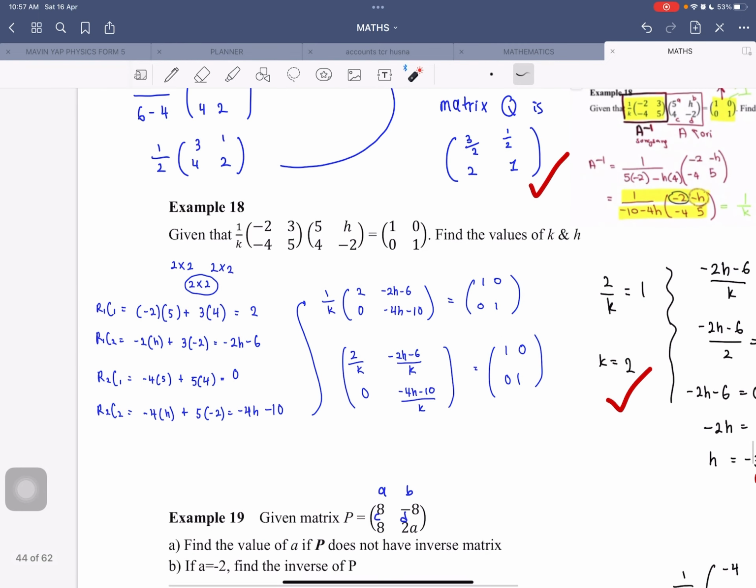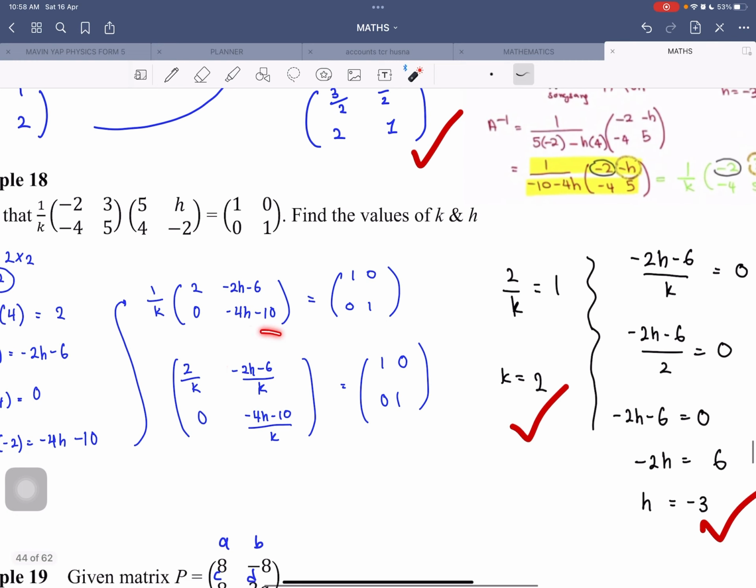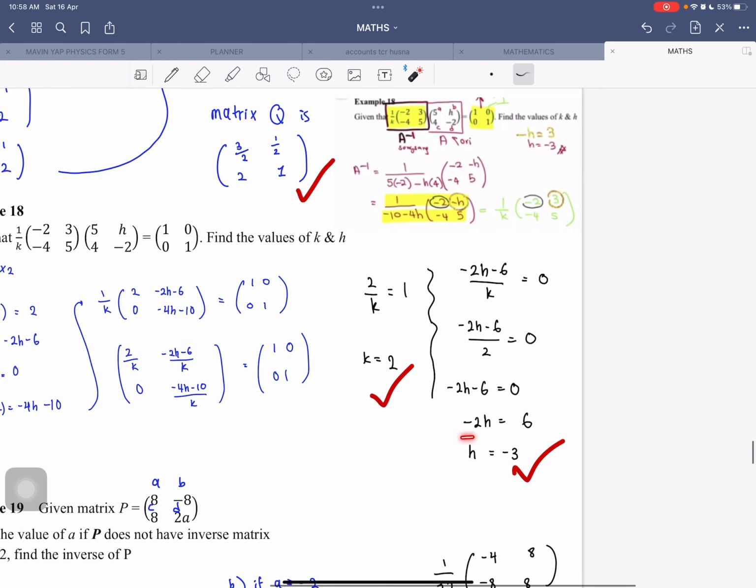So given that blah blah blah equals to this, find the value of K and H. Alright, so now this is interesting. So what are we going to do? First, we're going to times this whole thing first. Now you're just going to times it in for every single one of them and do a comparison. So once you do a comparison, you'll get that 2 over K equals to 1, equals to 2. And from there you can substitute in this or do comparison between this or this to find your value of H.